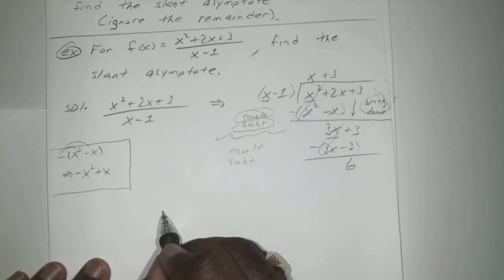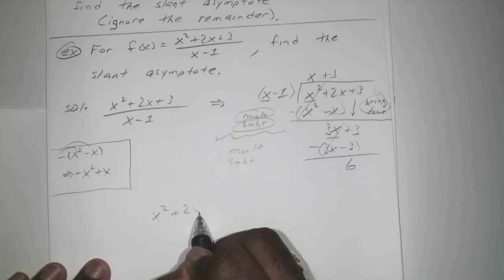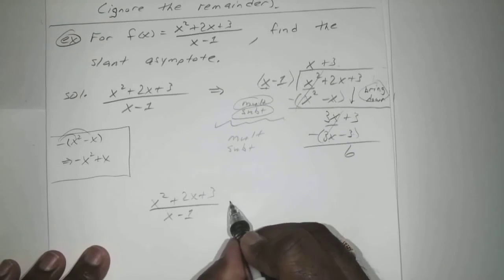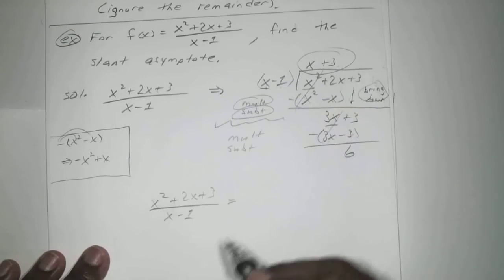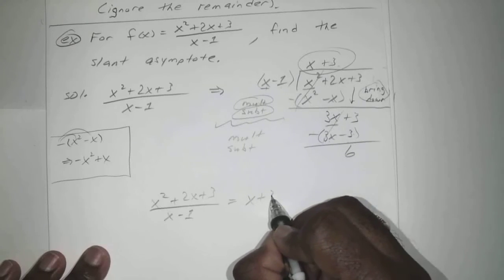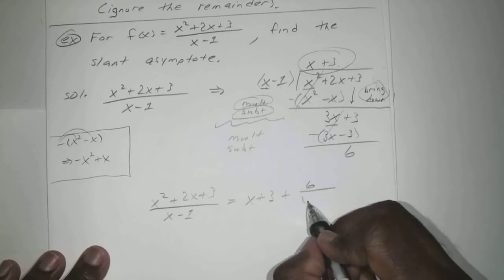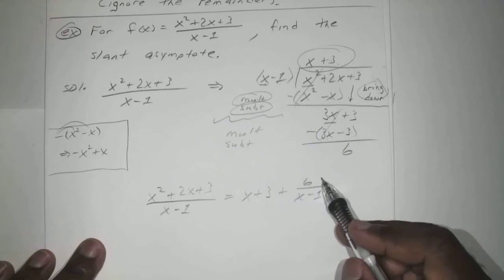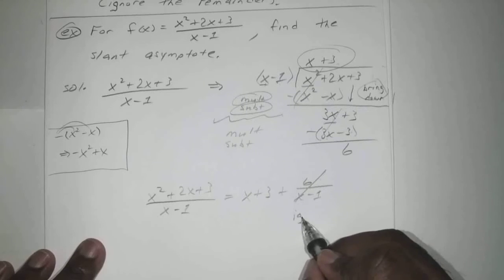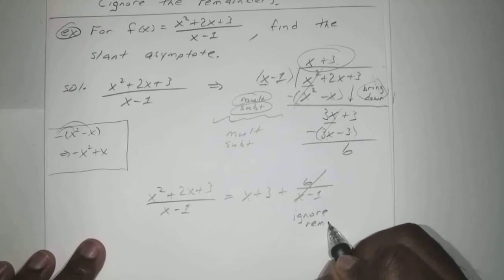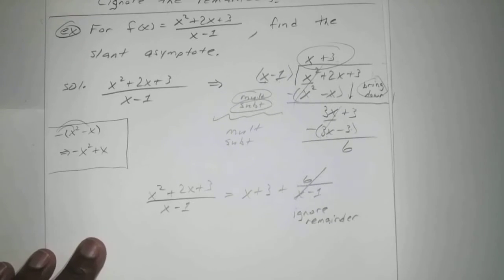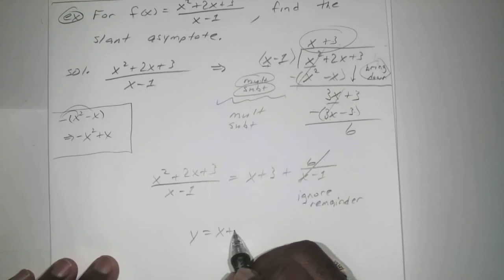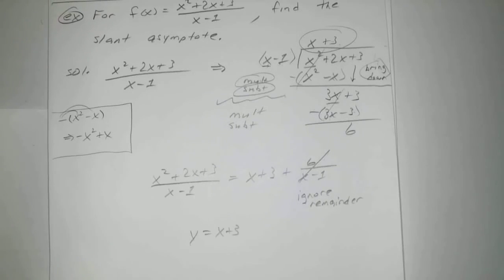Okay, so that means we know that x squared plus 2x plus 3 over x minus 1 equals, nope, it would be our x plus 3 up there, x plus 3 plus 6 over x minus 1. Because that's just our denominator. Okay, so really we just ignore that. Okay, so that means that y equals x plus 3 is your slant asymptote.